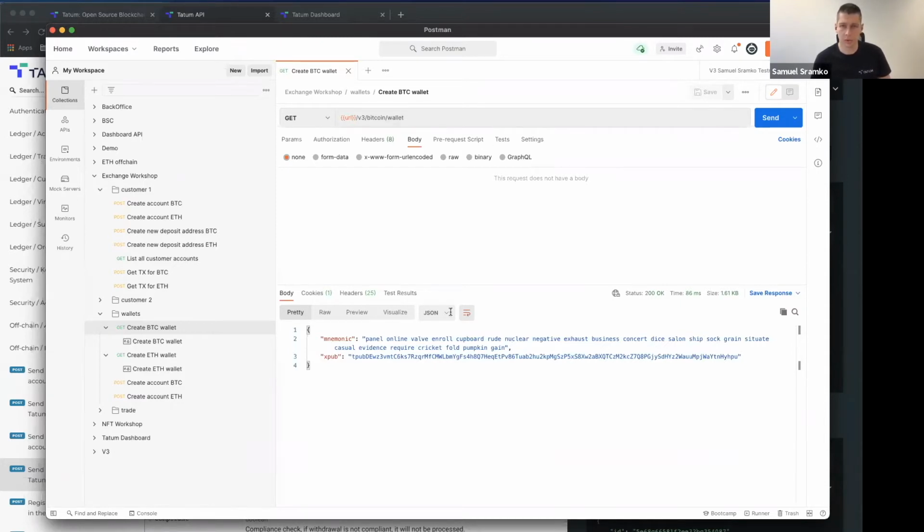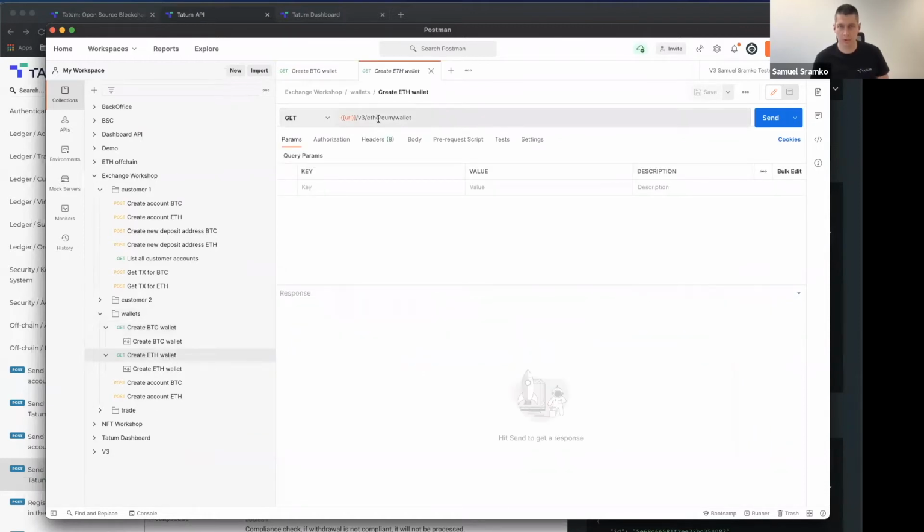So we will create the wallets for Bitcoin. The same thing will be used for creating a wallet for Ethereum. You just change the URL of the generate wallet command.